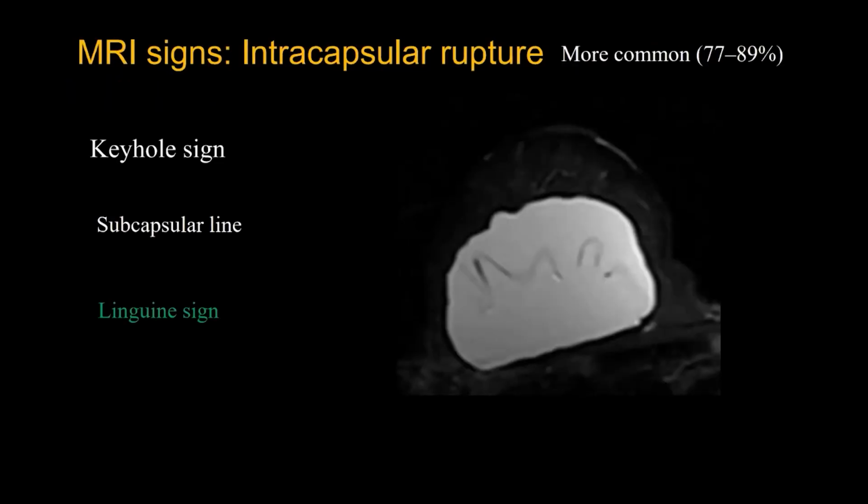So the intracapsular rupture can show as a keyhole sign or subcapsular line at the early stage, and later on it can present as a linguini sign on the MRI. And intracapsular rupture is more common than extracapsular rupture. This is how it looks. One of the examples of intracapsular rupture, and the capsule over here actually is still intact.